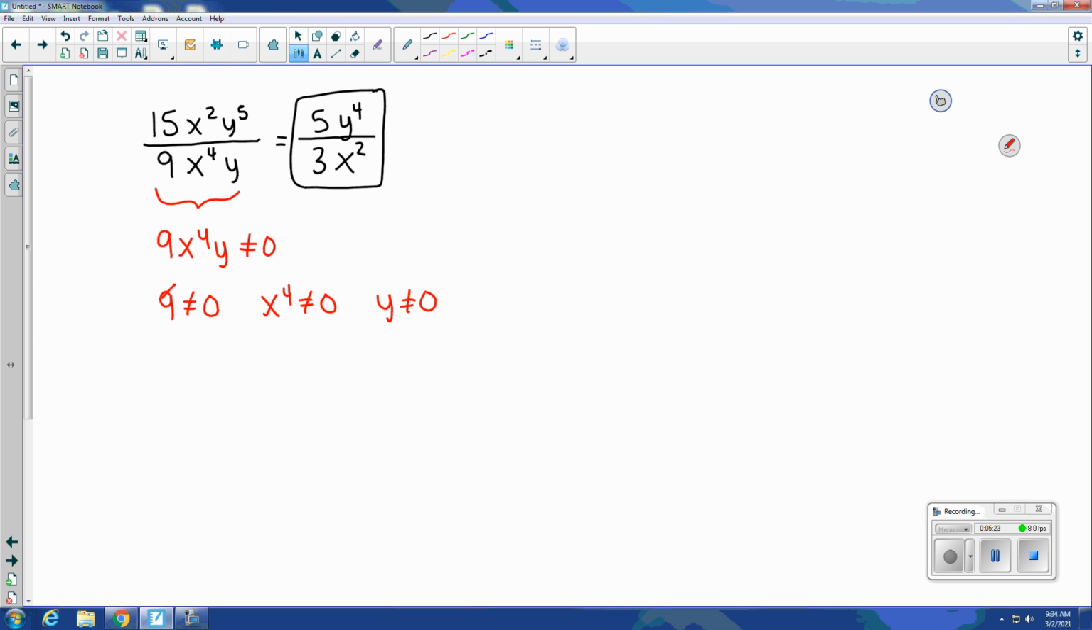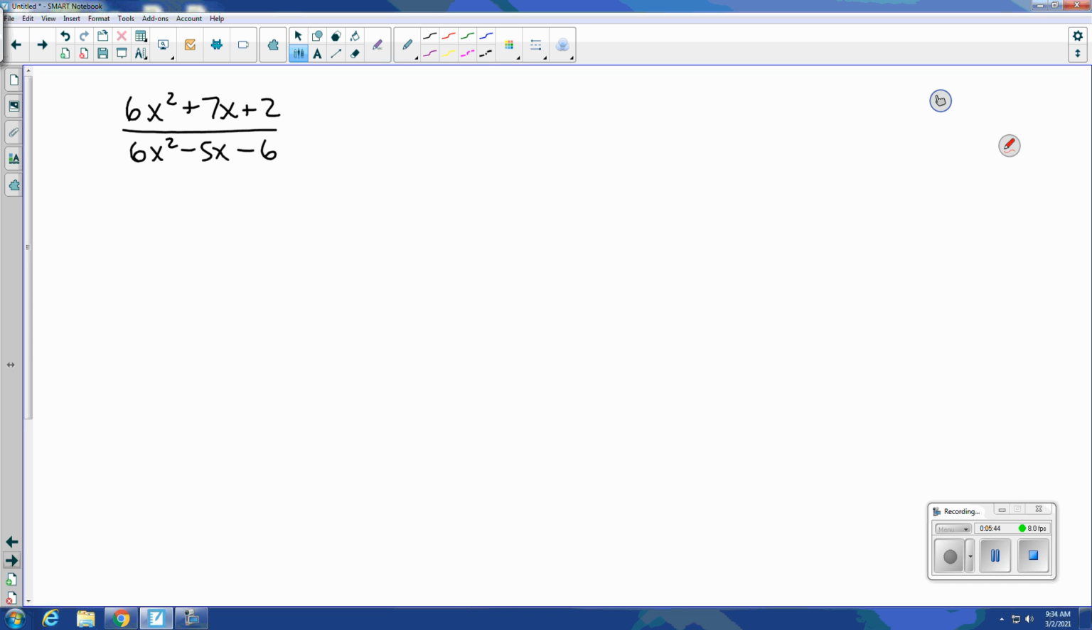9 does not equal 0, obviously, so we can ignore that. Solving x to the fourth equals 0, we get x cannot equal 0. This is already solved. So these are the two values which x and y cannot equal if we want our expression to be defined. So make sure you consider the original denominator when identifying values for which the expression is undefined. Now let's move over to an example that has polynomial terms.